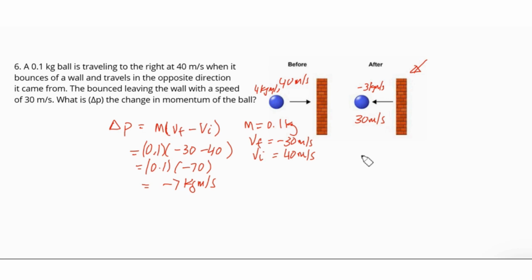Momentum is always, always conserved. This 7 kg·m/s got absorbed by the wall. The wall now has that 7 kg·m/s. Momentum is never destroyed. It simply transfers on from one point to another. So anyway, this is how we find the change in momentum. Really important that you pay attention to the signs if the directions are changing.